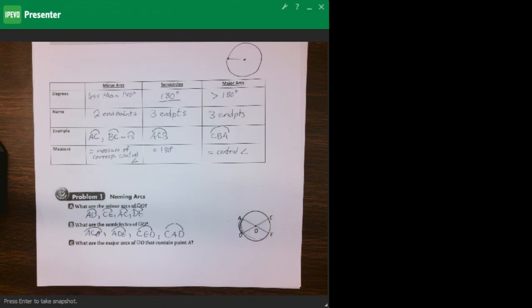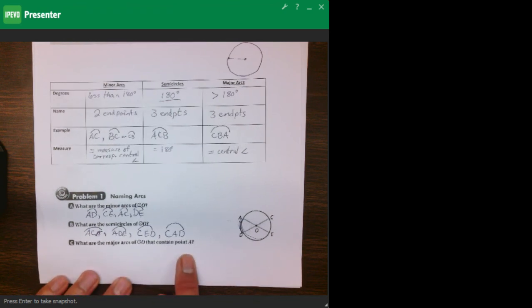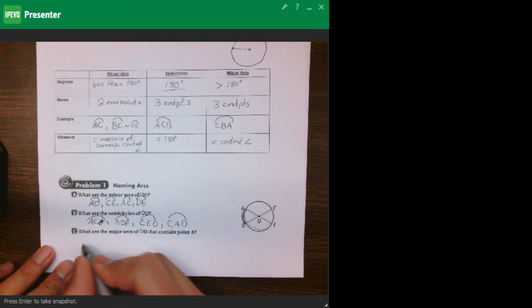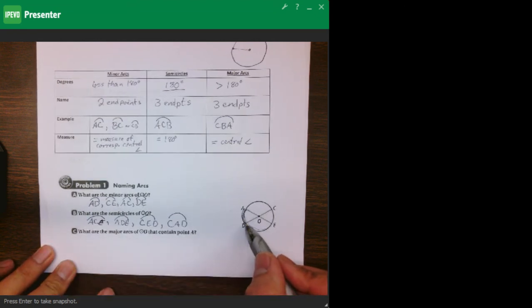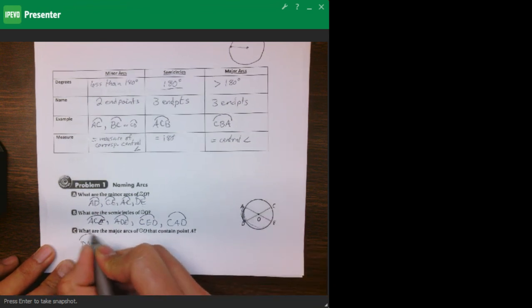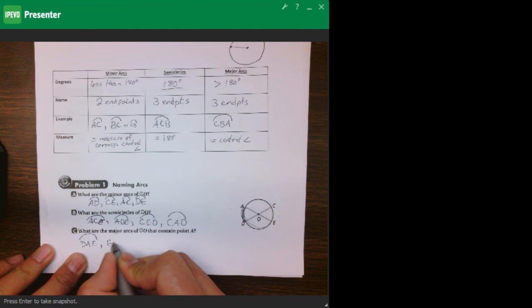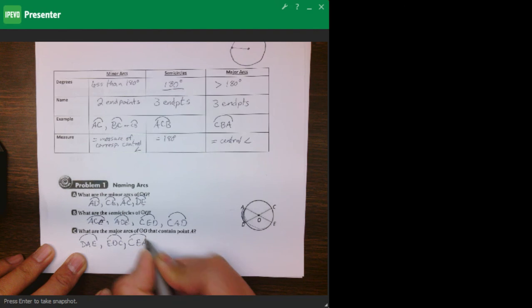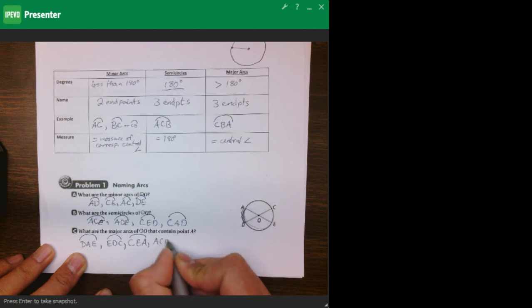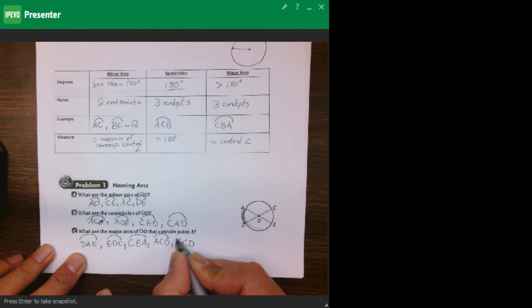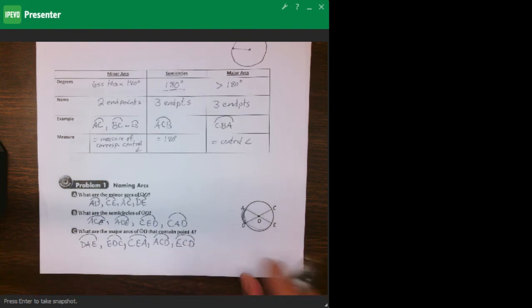And then the major arcs. Here it says major arcs that contain point A. There's a bunch of them. Well, let's start with DAE, that's bigger than 180, right? I'm going to just shoot these off real quick. DAE, EDC, CEA, ACD, and then lastly ECD, and I think we've got them. All right, I'm going to stop here and then we'll jump over to the next video.